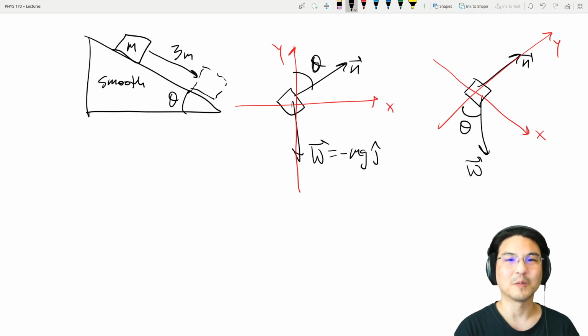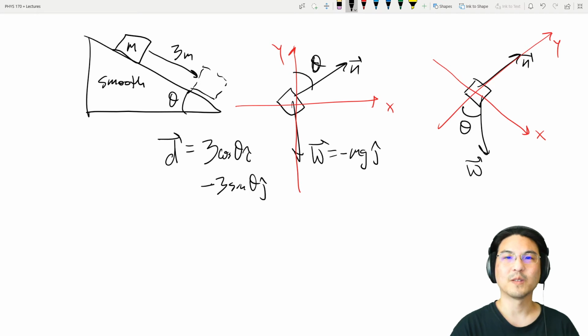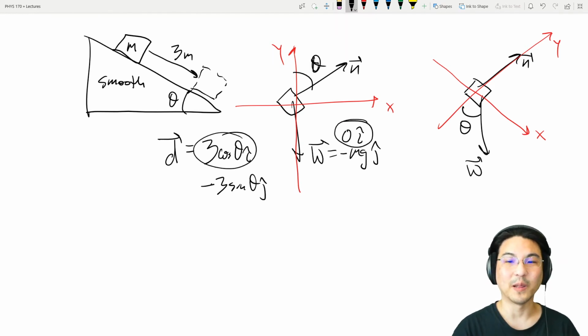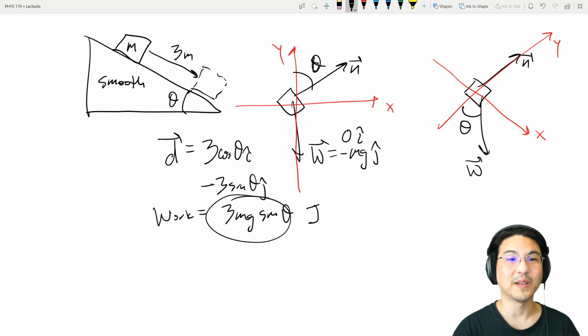And then the displacement, I'll just call it vector d, would be in the x direction 3 cosine theta, in the y direction negative 3 sine theta. So the work by gravity would be, I'll just say 0i. Right? This times this plus this times this. So the work would be 3 mg sine theta joules. Right? So positive.